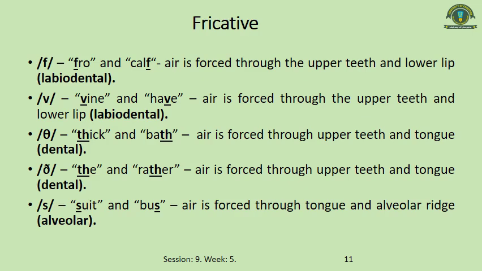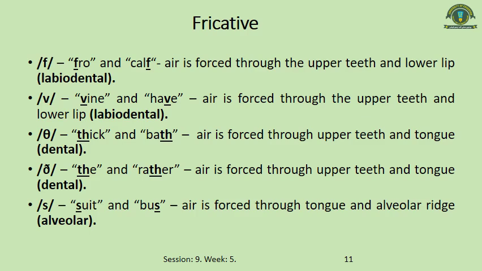F, fro, calf. Now what is happening in fact? What is the manner of articulation? Air is forced through the upper teeth and lower lip. F, f. So we were trying to understand the narrow channel. When we talk about the narrow channel for the airflow, that doesn't mean there is a complete blockage. We don't feel any sort of complete blockage when we talk about fricatives. And through this demonstration, we can understand there is no complete blockage at all.